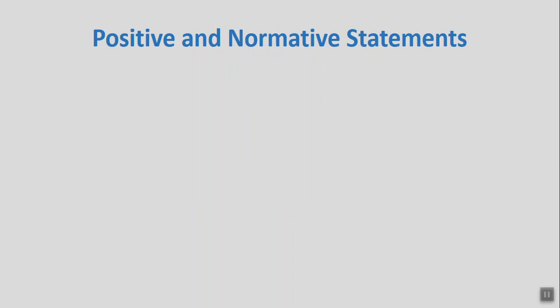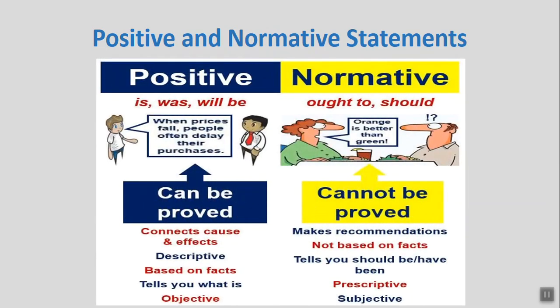You cannot decide whether it's true or false. Let's take an example. A positive statement is, was, will be. Whereas normative is ought to or should. What does that mean? Like, when prices fall, people often delay their purchases. Now, most of you will be thinking that it's incorrect. Yes, it can be correct, it can be incorrect. But this statement will definitely be based on some facts and figures.